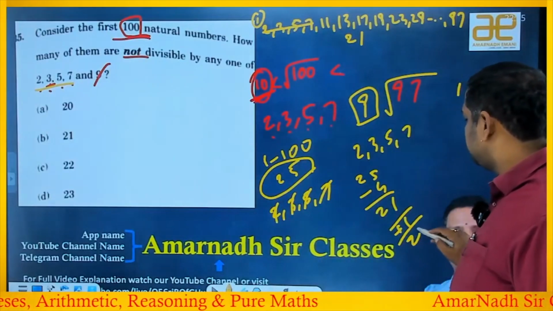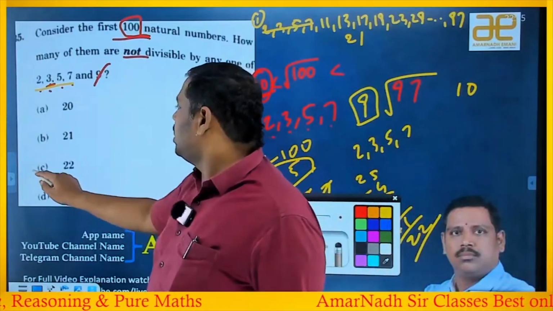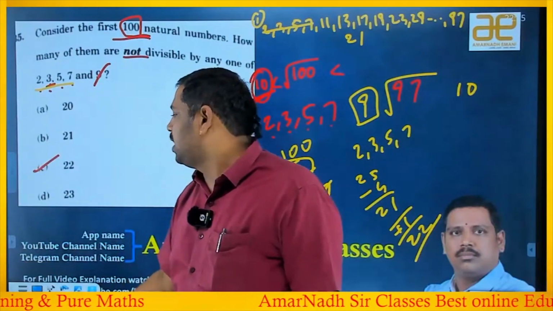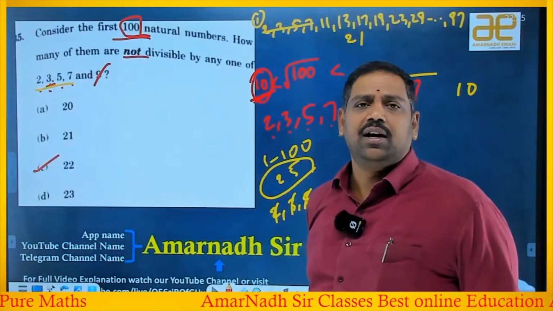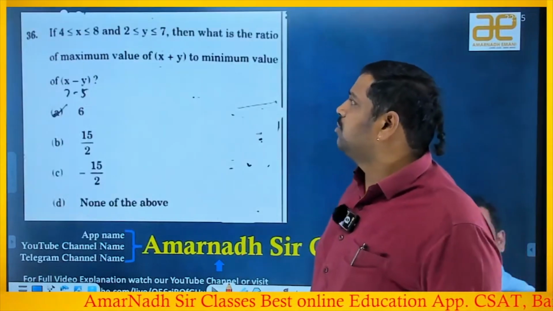So how many numbers are there? 22 numbers. So C is the answer. Understood, my dear boys and girls? That's a beauty. That's a small twist that he has given in the question. Let's see the next beautiful one.